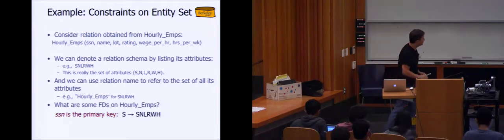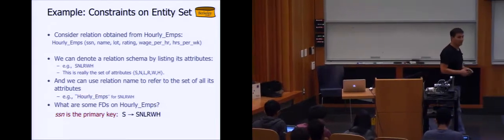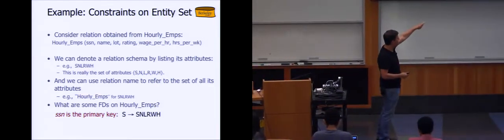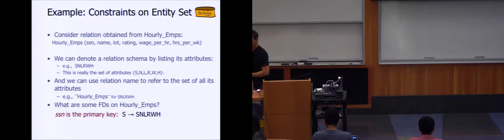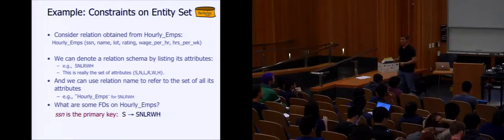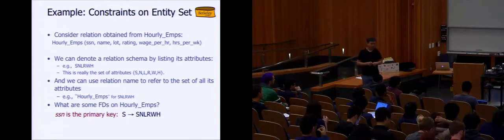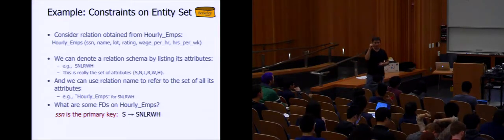Well, social security number is the primary key. So here is a functional dependency: S determines SNLRWH. S determines all the attributes. Two tuples that match on S must match on everything. Now, since it's a relation, if they match on everything, there can't be two such tuples. There can only be one. That's the whole idea.